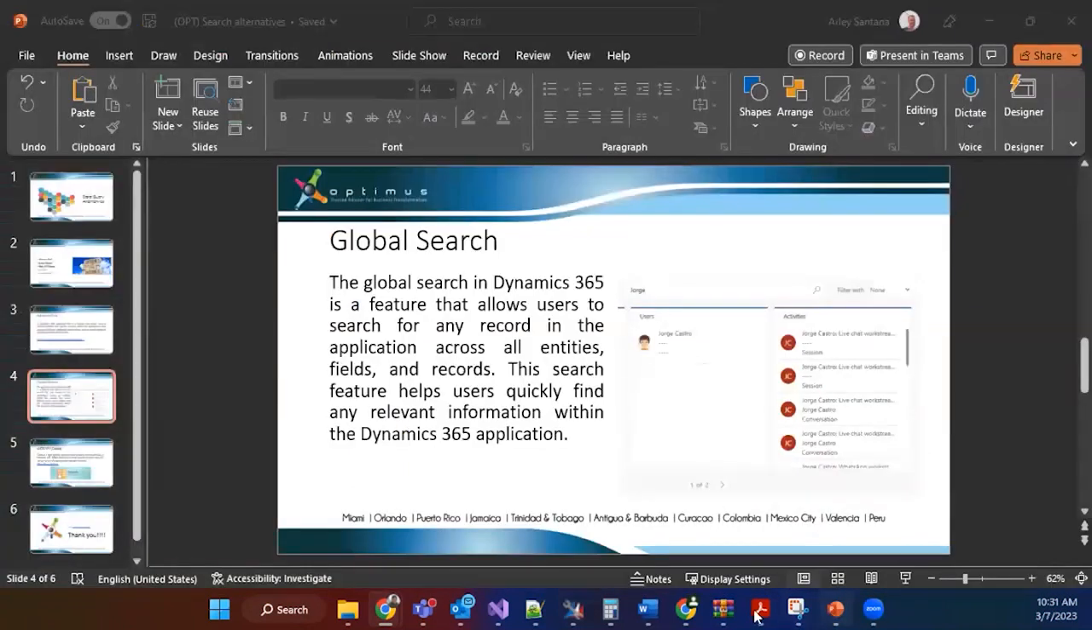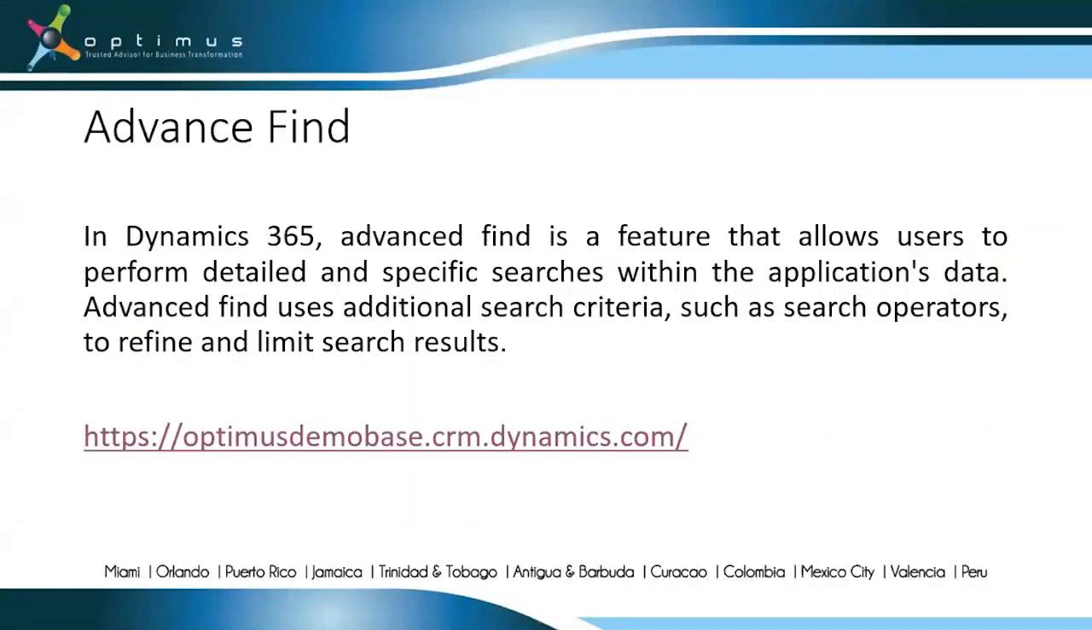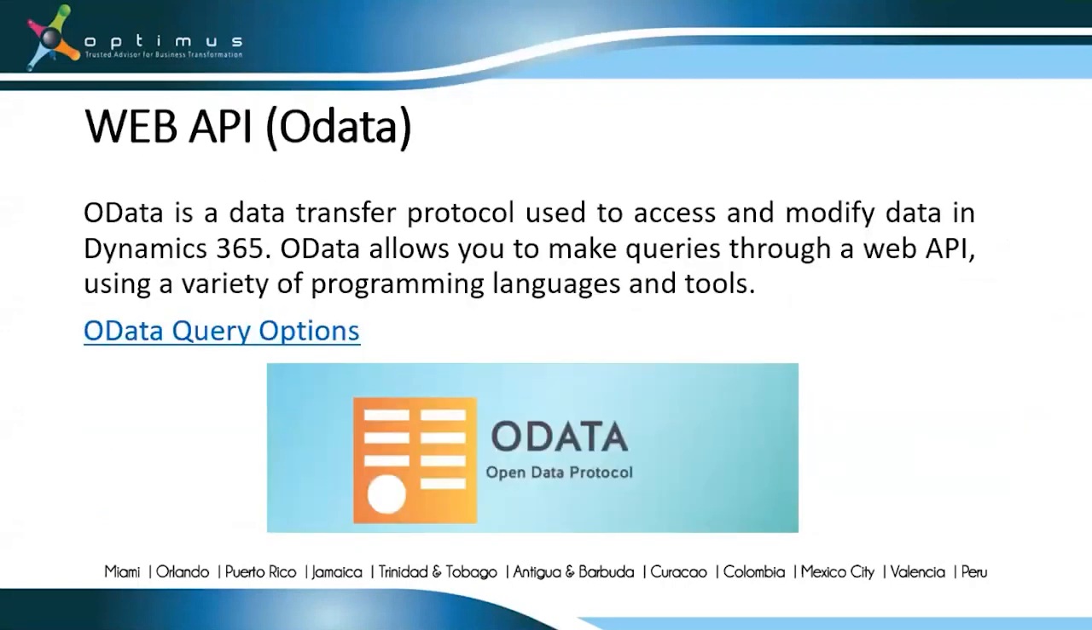Let's continue with the third one. The third one is the web API. This is a more technical feature, but it allows us to have more powerful options to filter the data in Dynamics CRM. What is the web API for Dynamics CRM?